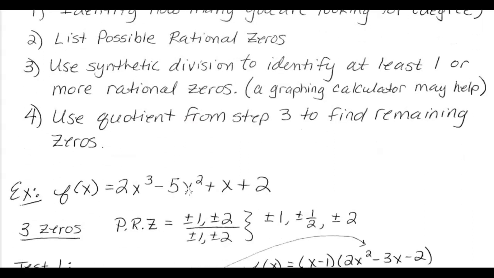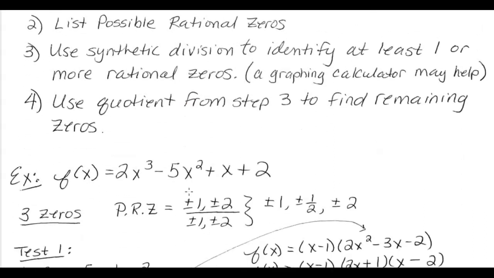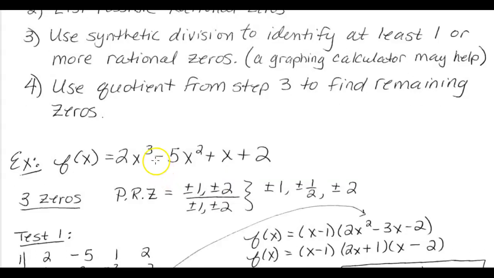So the first example, f of x equals 2x to the third minus 5x squared plus x plus 2. If I needed to factor this, I can't do it without knowing what we're talking about in this section because this does not factor by grouping. If it's a degree 3, that means I'm looking for 3 total zeros.